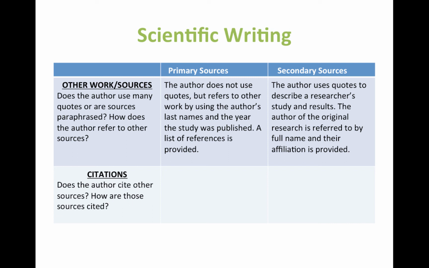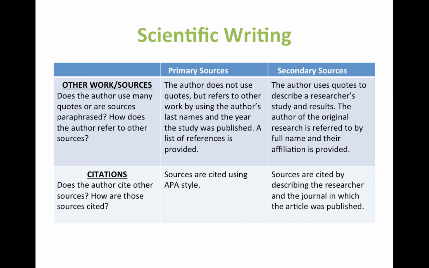Citations. Does the author cite other sources, and how are those sources cited? In primary sources, the sources are cited using APA. In secondary sources, sources are cited by describing the researcher and the journal in which the article was published.